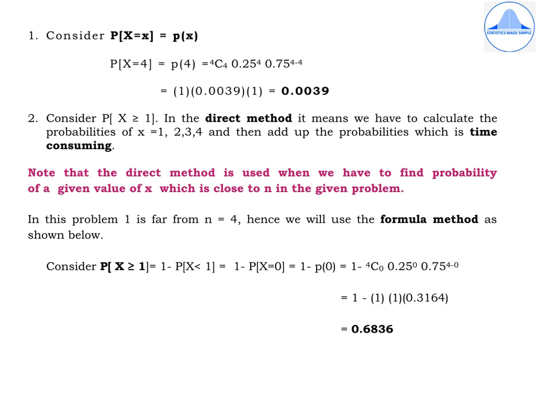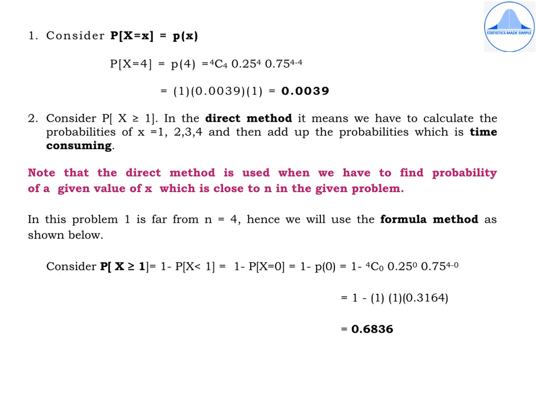Now, what is the value which is less than 1? In the range, if you see, the value which is less than 1 is 0. So the next step, you get 1 minus probability of capital X equal to 0, which is equal to 1 minus p of 0, which is equal to 1 minus, in the PMF replace x by 0, and so you get 4C0, 0.25 to the power 0, 0.75 to the power 4 minus 0, which results in 1 minus 4C0, which is 1.